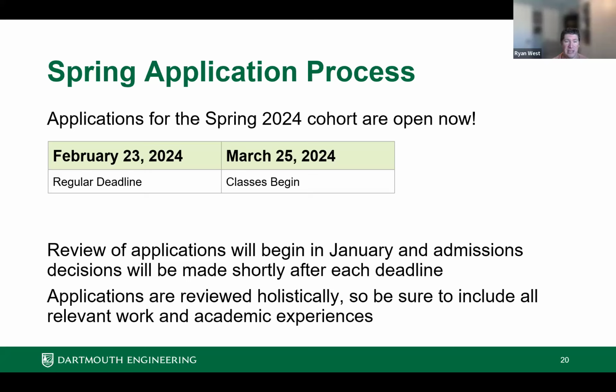Again, definitely still time for this spring cohort, which is really exciting. And they do review applications holistically. So pay attention to each step in the process.